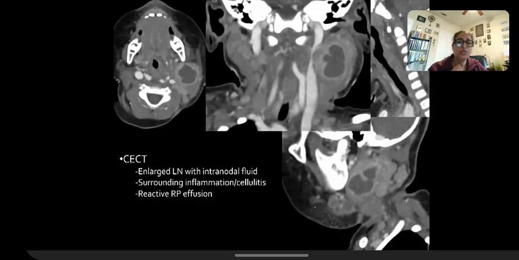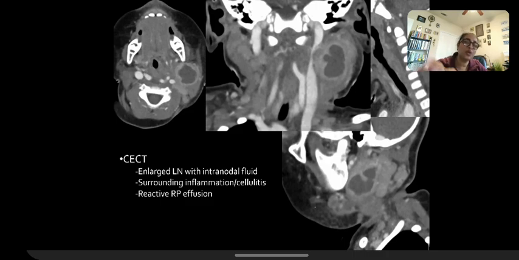So your question can be to me, how do you know that this is not a branchial cleft cyst? That's a good question. I know that because I can see multiple lymph nodes matted together, and this looks like within that conglomerate lymph node there is an abscess. So that's how I know that this is probably a suppurative lymph node.